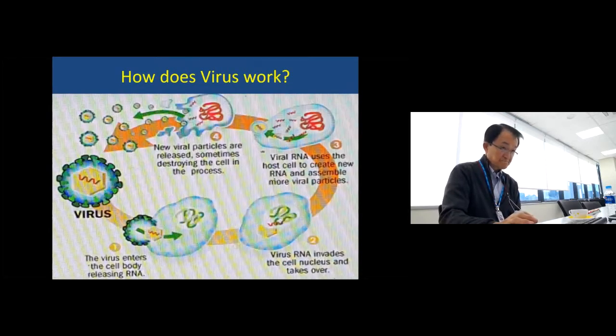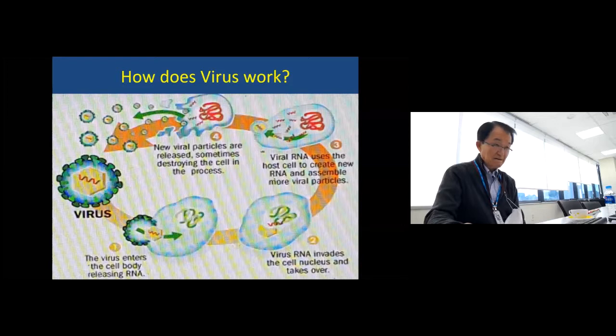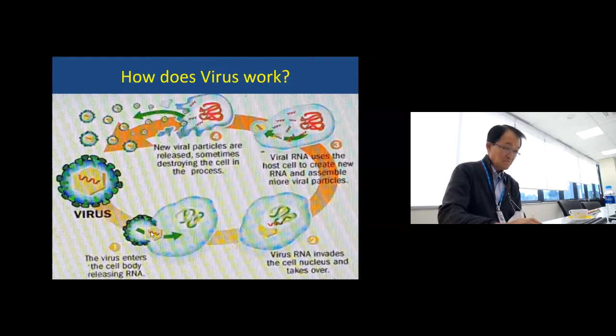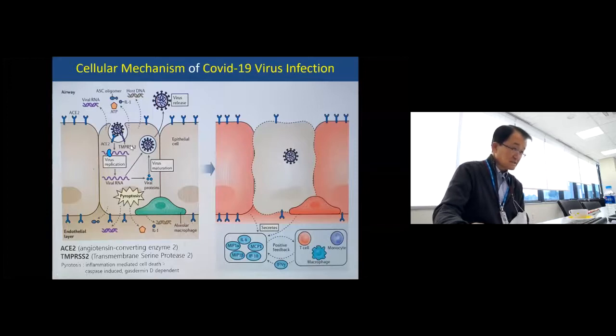So the virus enters cells in our body and releases an RNA, and this RNA invades our body cells and uses a host cell to create new RNA, and then more viral particles. These new viral particles are released and destroy the other cells. So it's a continuous cycle. We have to block this entering of the virus into our human body cells. Entering is important, and it is influenced by angiotensin converting enzyme.